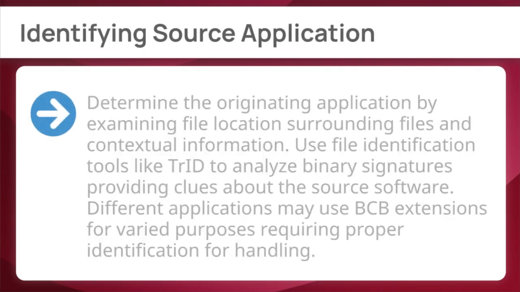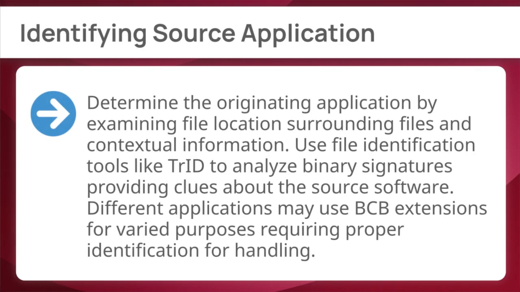Next, identifying source application. Determine the originating application by examining file locations, surrounding files and contextual information. Use file identification tools like TrID to analyze binary signatures, providing clues about the source software. Different applications may use BCB extensions for varied purposes, requiring proper identification for handling.